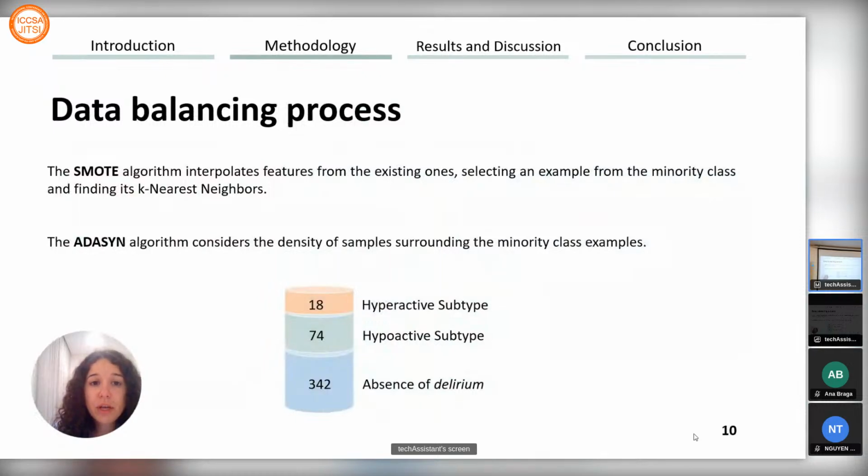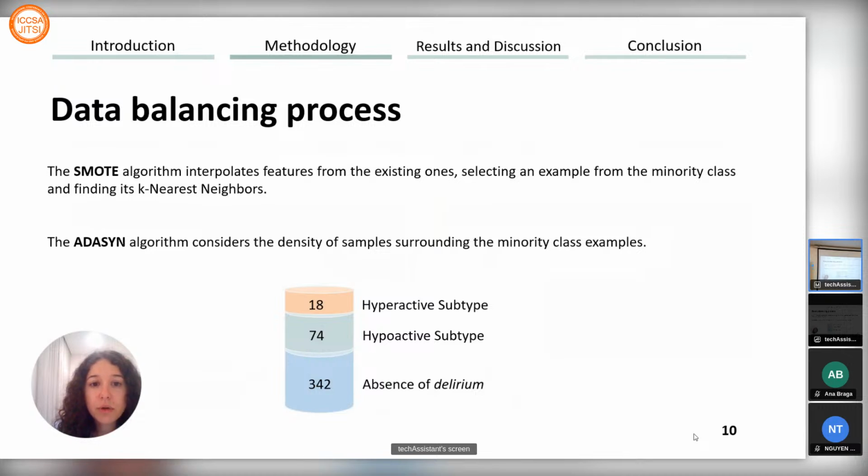The database consists of 342 patients without delirium, 74 with the hypoactive subtype, and 18 with the hyperactive subtype. Considering the unbalanced nature of the dataset, in which there is a significant disparity of samples between the different classes of the response variable, the stratified division is the most appropriate as it preserves the proportion of classes in the training and testing set. Data imbalance causes problems for predictive models as they tend to favor the majority class. Therefore, to balance the training set, oversampling techniques are the most appropriate in this context of limited data, as they generate synthetic samples from the minority class, hypoactive and hyperactive subtypes.